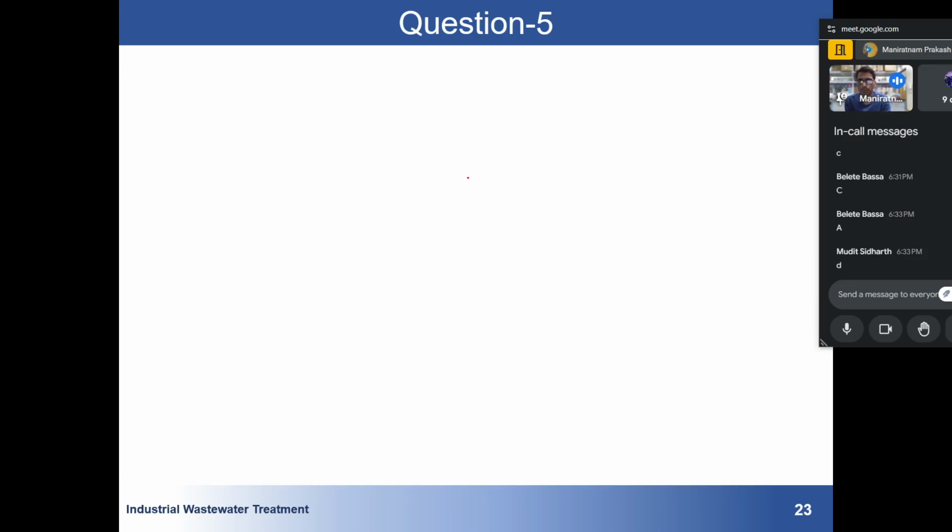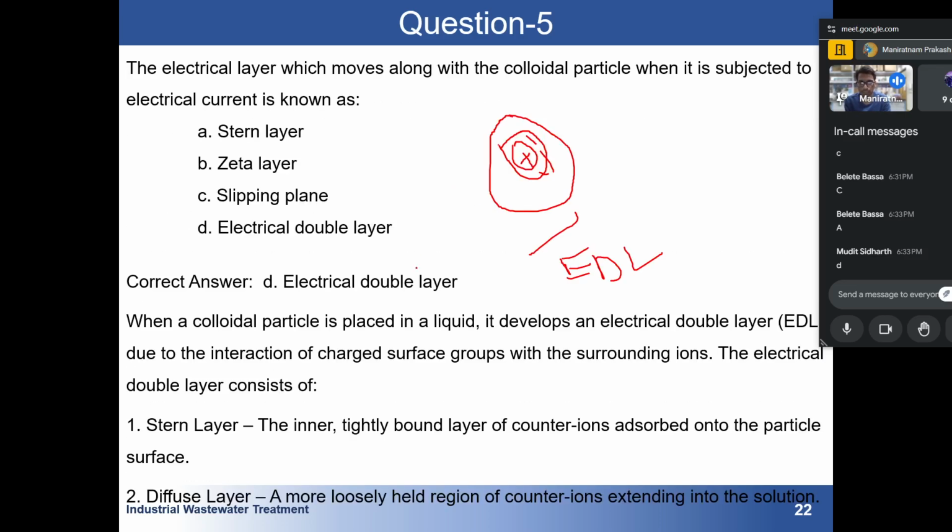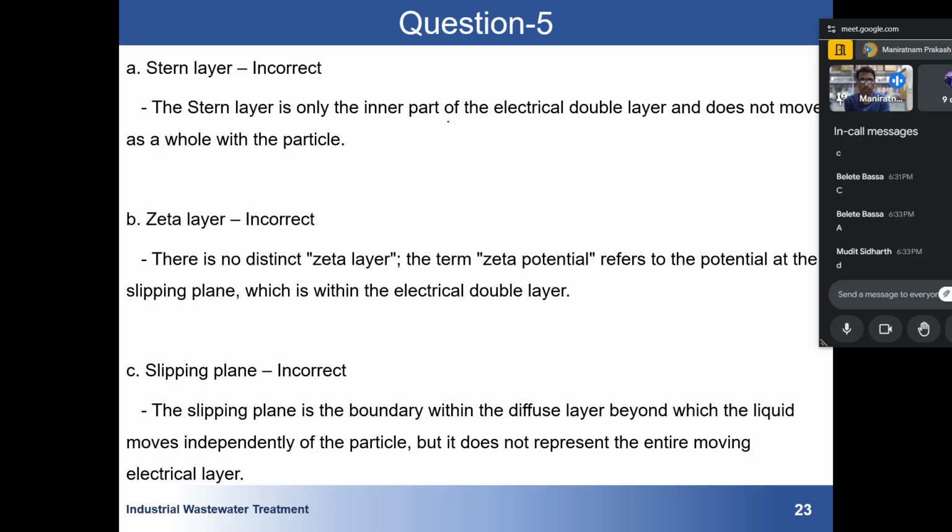So yes, this is my correct answer, D. I have already given you the reason, because there is a formation of this type of layer. Depending upon that, there will be an interaction. A stern layer is only the inner part of the electrical double layer and does not move along with the particle. There is no distinct zeta layer, only the term zeta potential. There is nothing called zeta layer. There is one zeta potential.